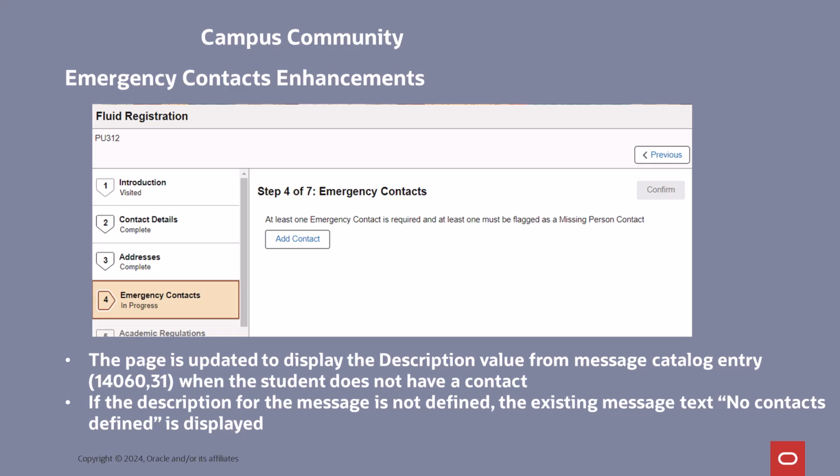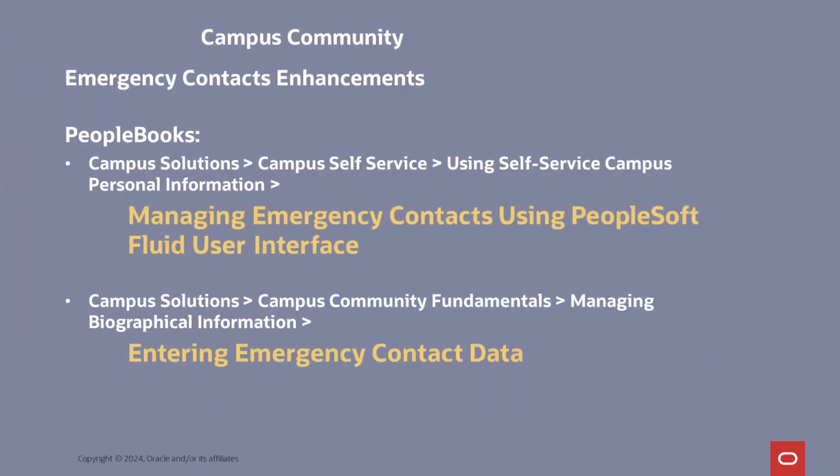to indicate that at least 1 contact is required, and at least 1 contact must be flagged as a missing person contact. This example also shows where the next navigation button in the activity guide has been hidden because a required contact has not yet been added. More information on these changes is included in these 2 People Books chapters.